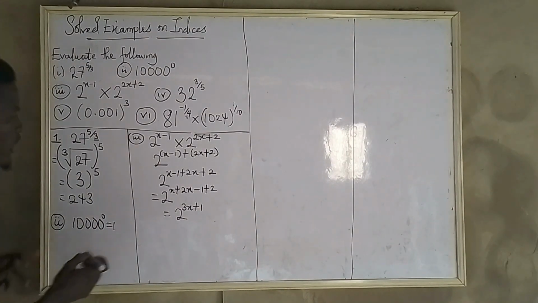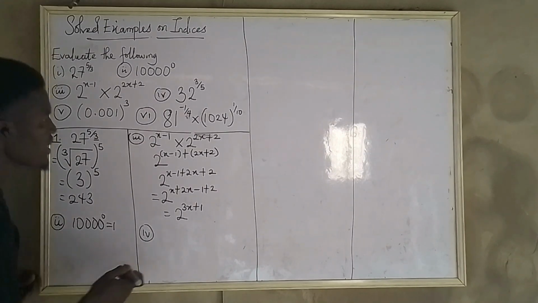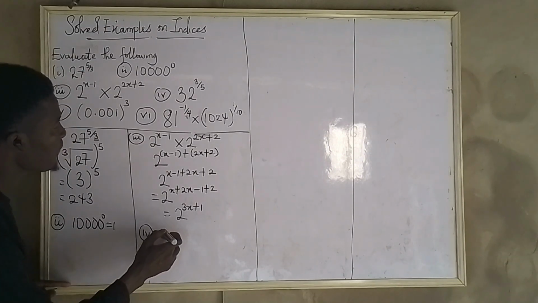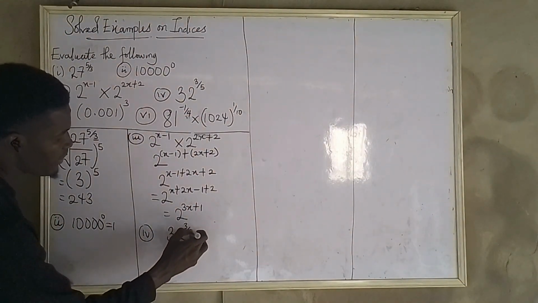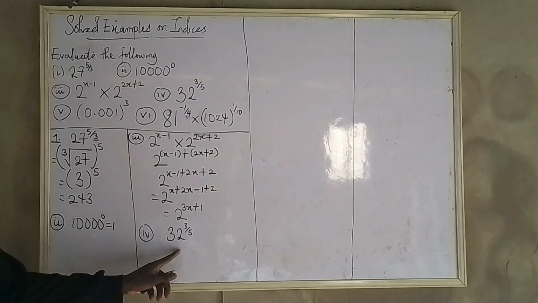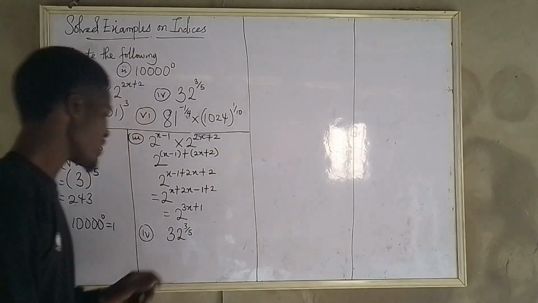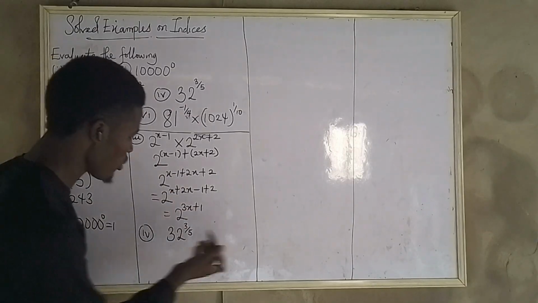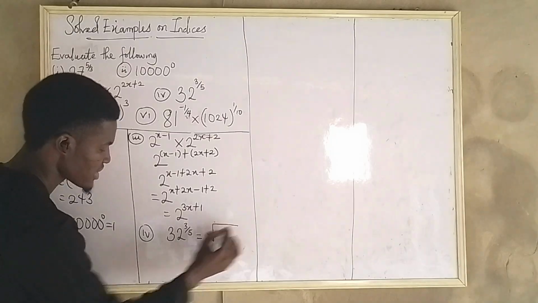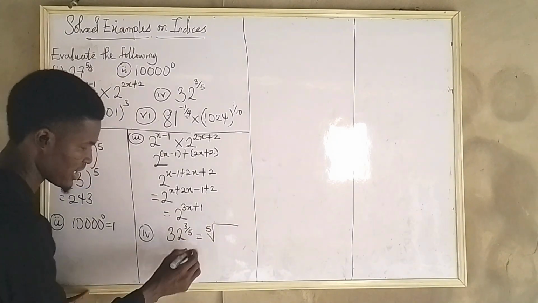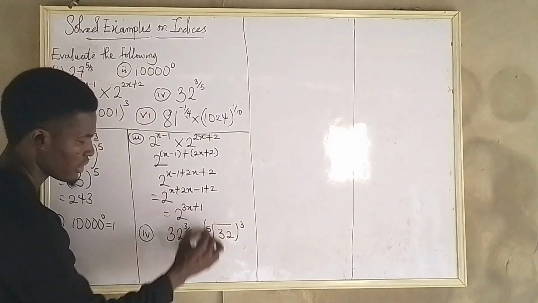Alright. So we have the fourth question here. The fourth question says that if I have 32 raised to power 3 over 5. What does this mean? This is also under fractional index law. So what would this be? I will have a root, 5 will be here, 32 will be inside. And then what will be the power now? 3. Are you seeing that?